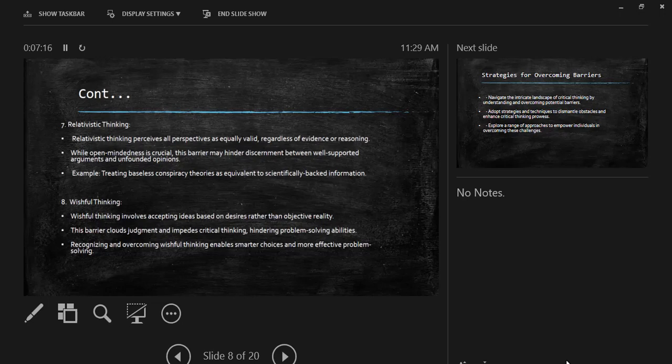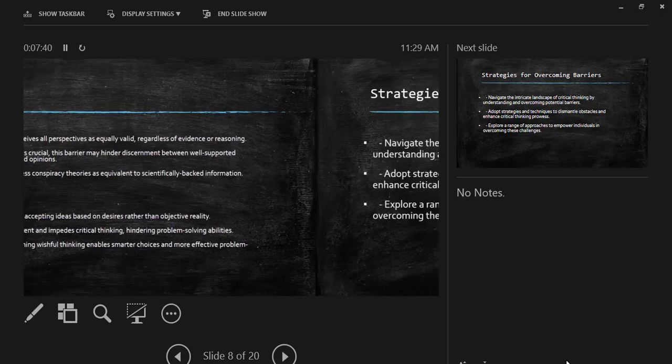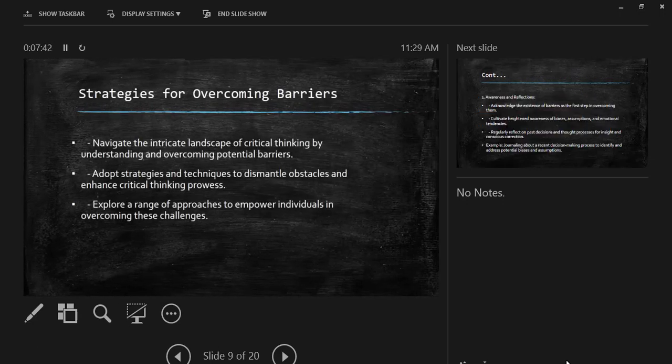The eighth one and the last barrier is wishful thinking. Wishful thinking involves accepting ideas based on our desire or what we want to happen, rather than objective reality. This barrier clouds judgment and impedes critical thinking, hindering problem-solving abilities. Recognizing and overcoming wishful thinking enables smart decisions and more efficient problem solving.